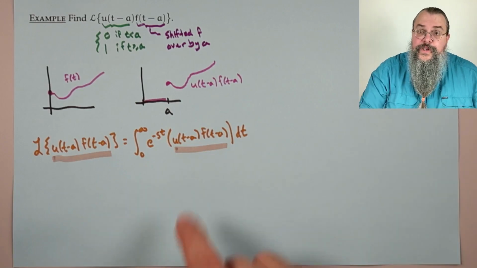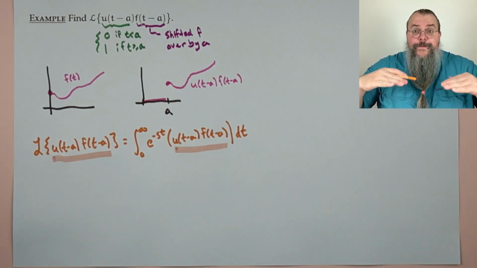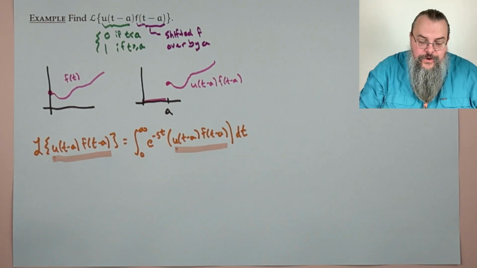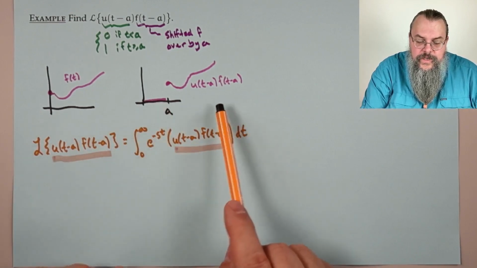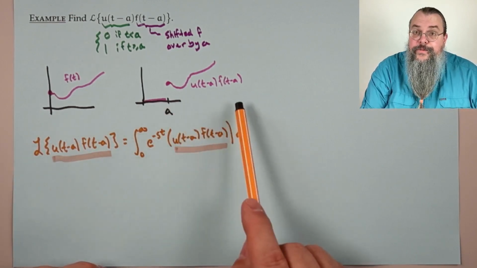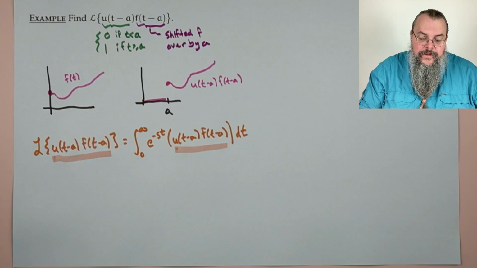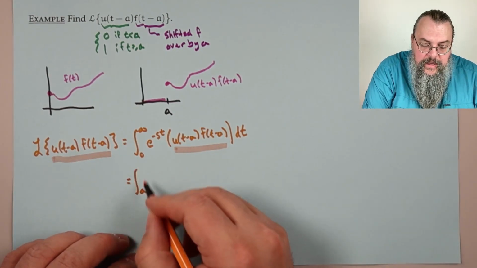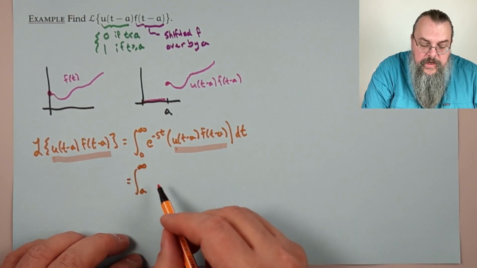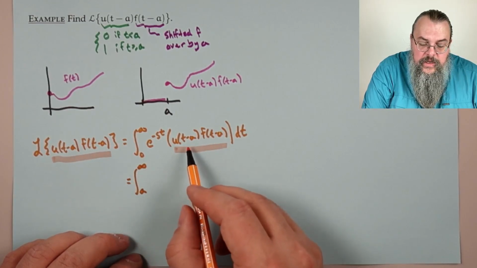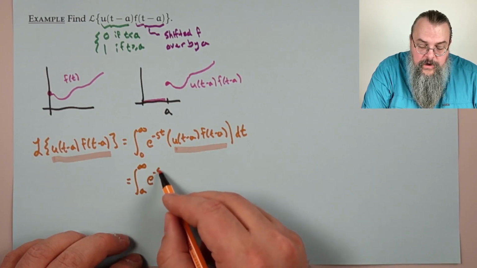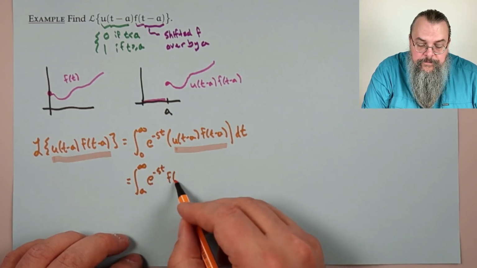All right, now we say, okay, let's take advantage of our unit step function, right? Our on-off switch. We say, look, we're off until we hit a, and then we're on. So what we can do is instead of going 0 to infinity, we can go a to infinity. So first thing is, this is the integral from a to infinity. And now we can say, in there, we're on. So we can drop our u of t minus a.